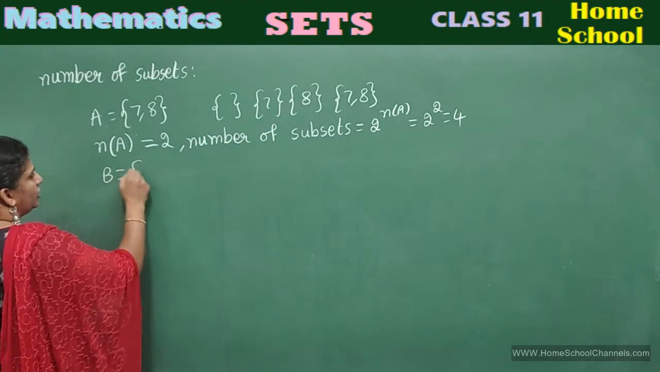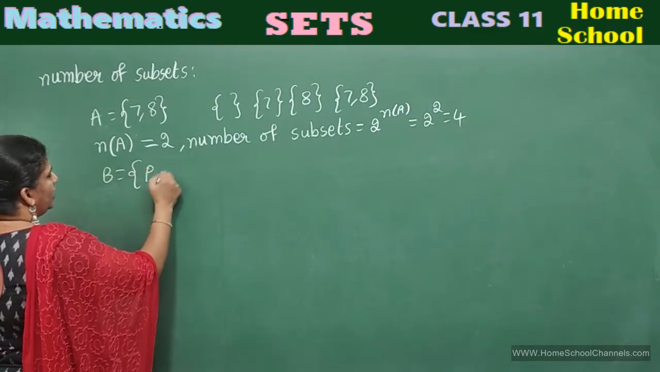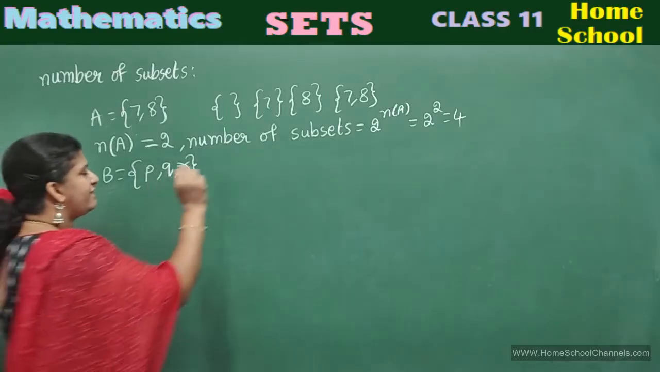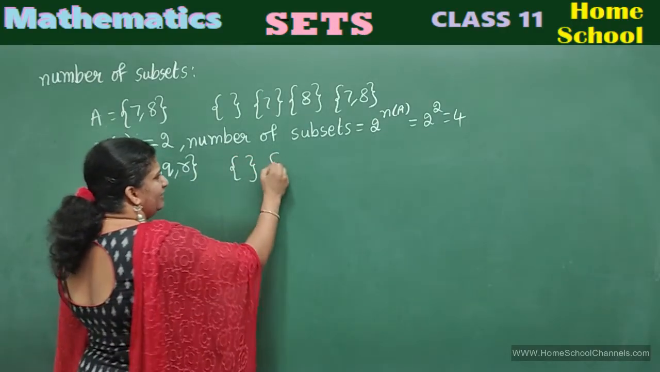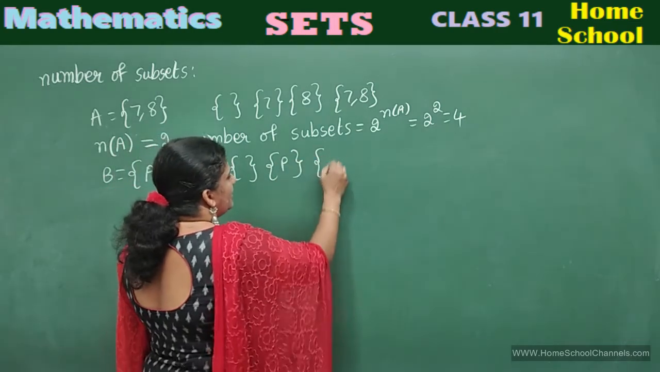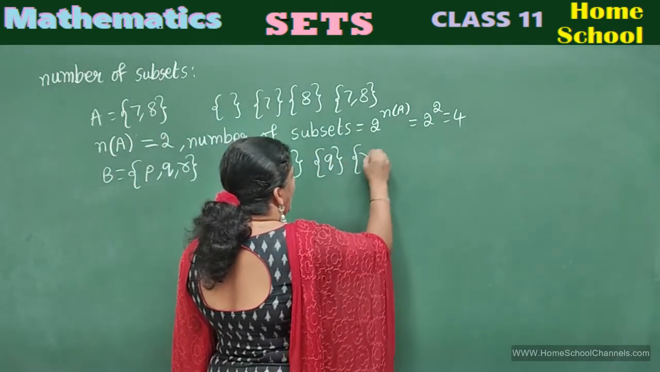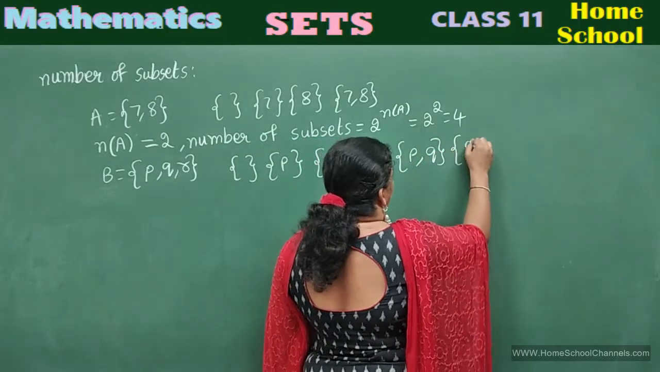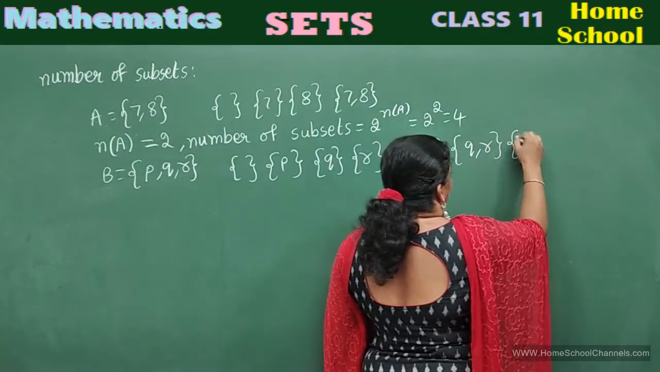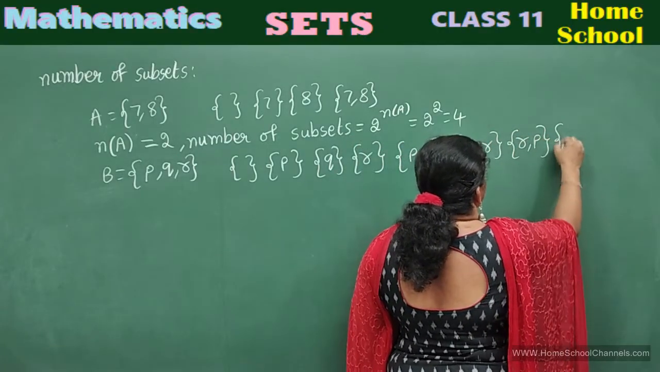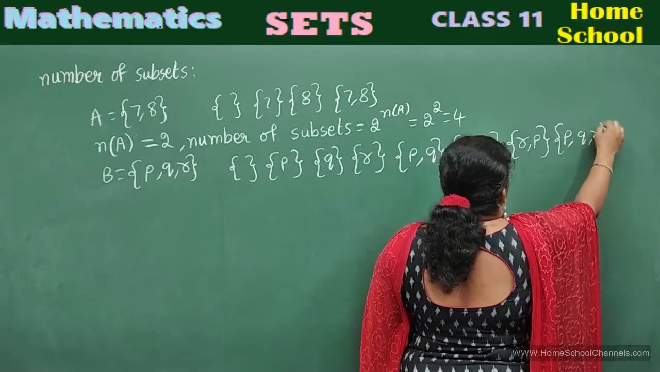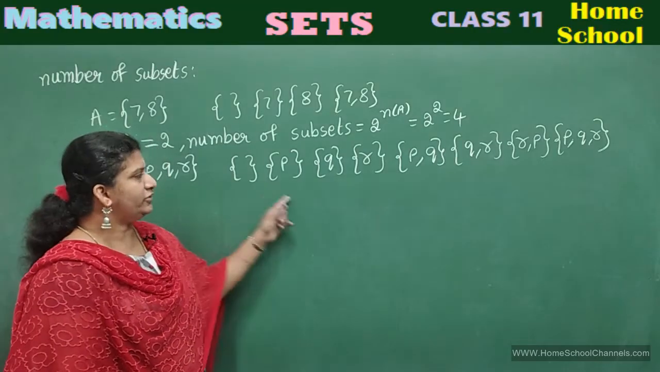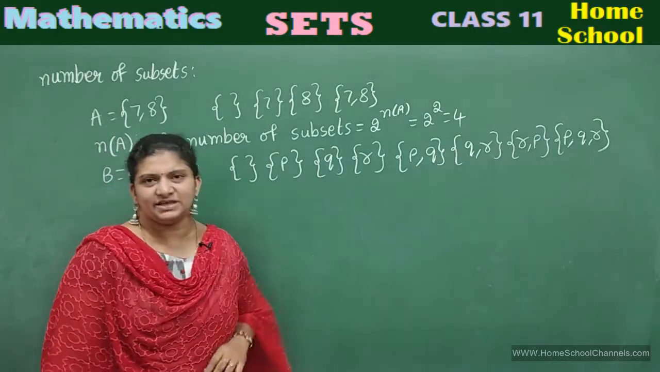B is equal to {P, Q, R}. Write all the subsets. The first subset is the empty set. Next with the P element. Next with the Q element. R. Then P, Q, and the two-element subsets. Next QR, RP. And the last one is the same set PQR. So now count how many subsets you got: 1, 2, 3, 4, 5, 6, 7, 8 subsets.